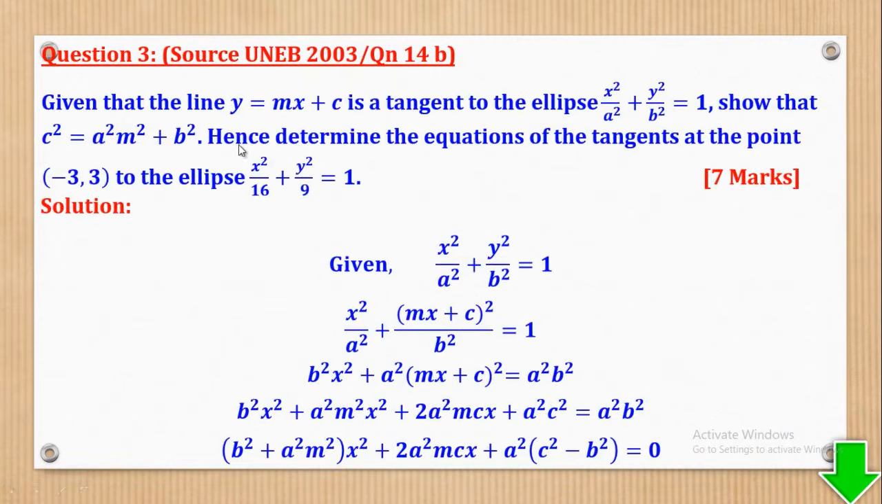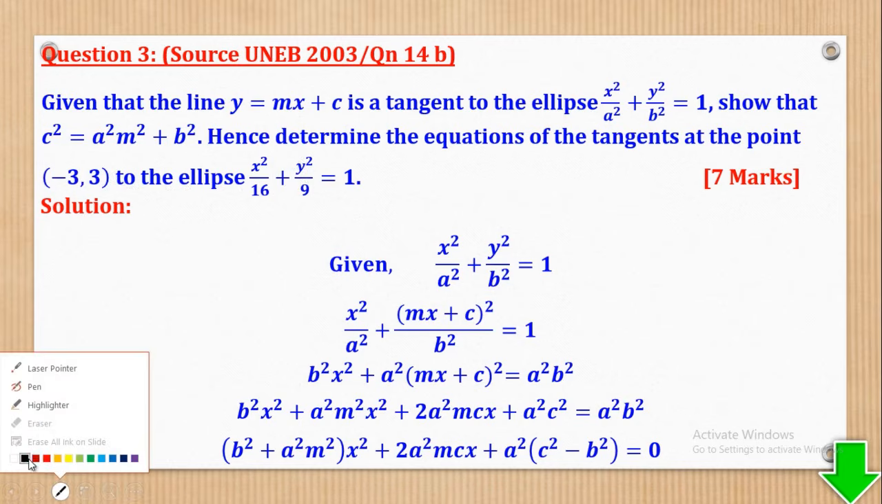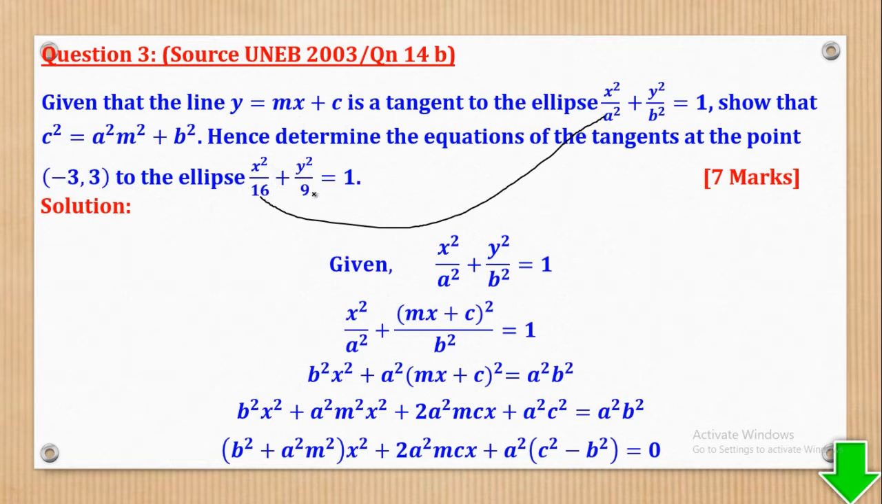Now what our interest is, this hence part. So the hence part says, hence determine the equations of the tangents at the point -3, 3, to the ellipse this. So in this case, they have given, you can be able to get the value of b, because a squared is 16, b squared is 9, and the point is this.